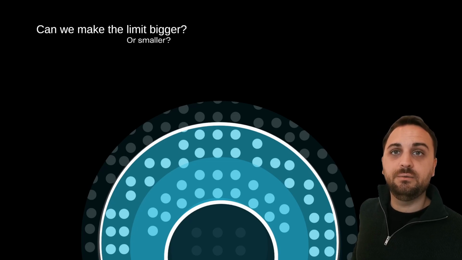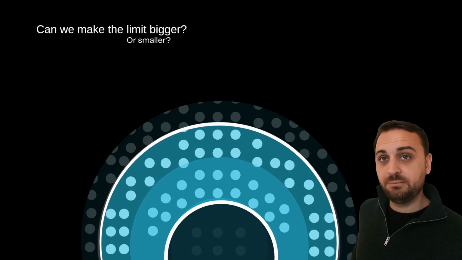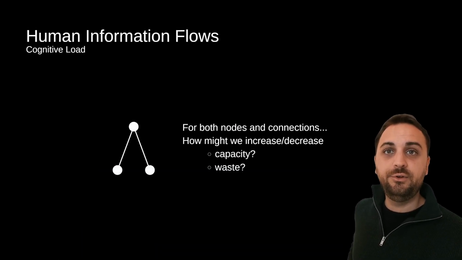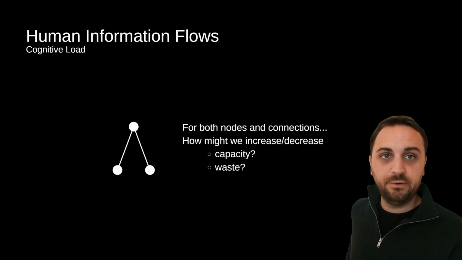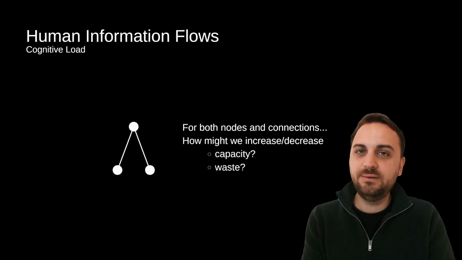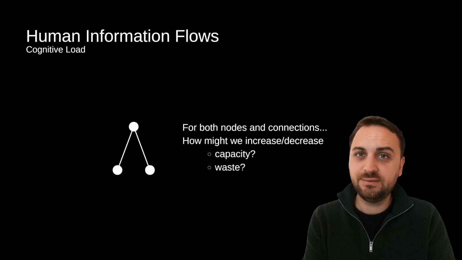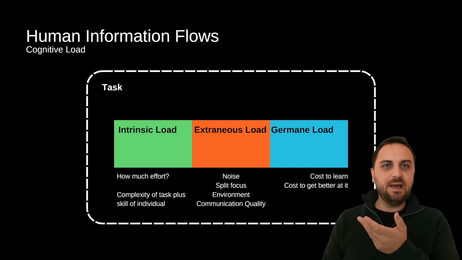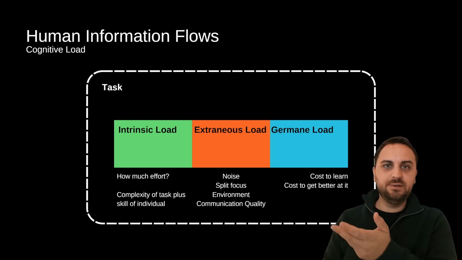So let's look here. Can we make the limit bigger or smaller? For that, I want to talk a little bit about human information flows on cognitive load. Do we have waste in those nodes? And can we increase or decrease the waste and the capacity of nodes and connections? And in cognitive load, we have three categories. We have intrinsic load, extraneous, and germane.